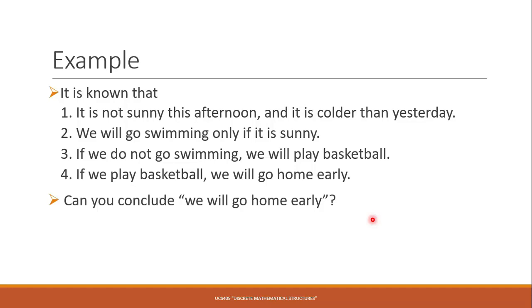Now these rules can be used to prove whether an argument is valid or not. How will we do that? We will assume that our premises are true, and using these rules, if we are able to prove that our conclusion is also true, then we can say the argument is valid, otherwise not. We will do one example here. In this example, we are given 4 premises and the conclusion is: we will go home early. Now we have to prove whether this argument is valid or not.